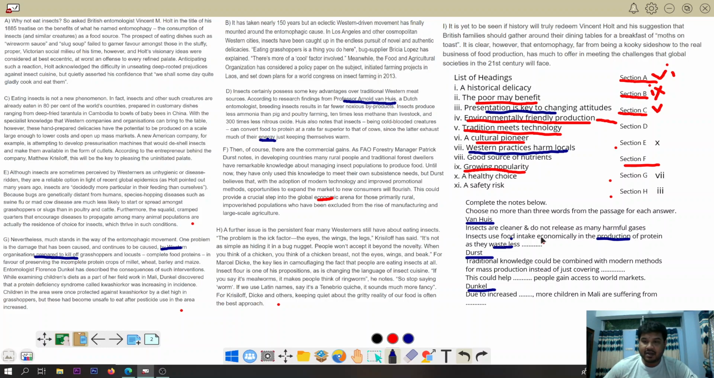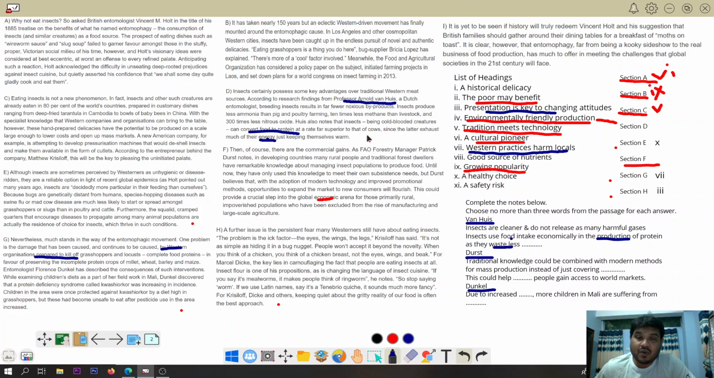Why is that? Because here we are talking about the food intake or the production of protein. Here also it's saying the same thing. Cattle convert food to protein at a rate far inferior to insects. Insects can produce protein far superior to that of cows. Cows do it slow. Why?